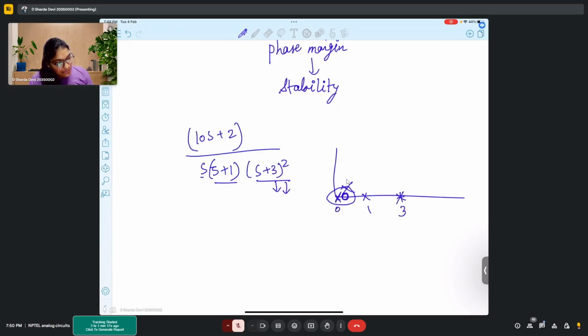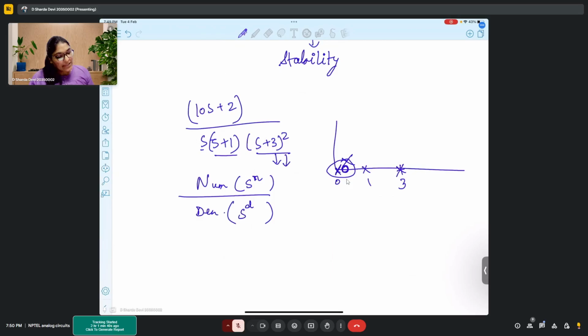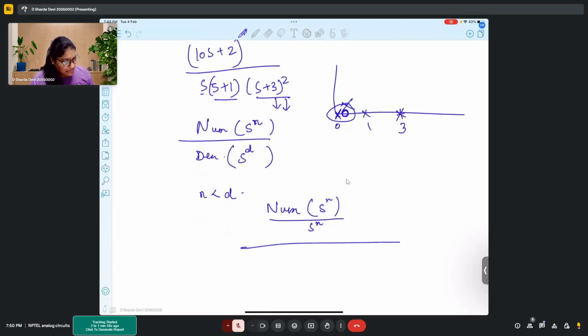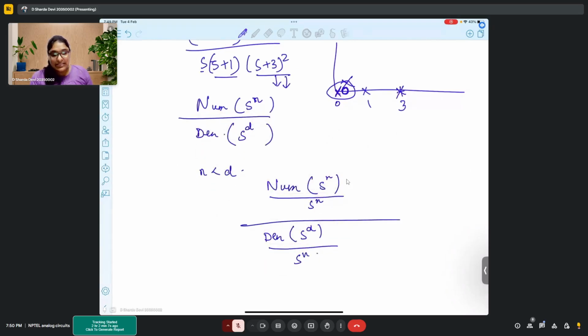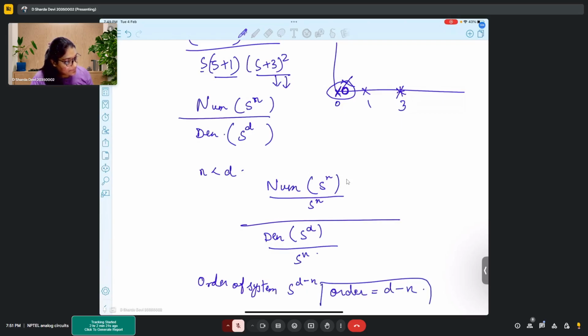See, how you find the order is, you have a transfer function, right? Numerator and denominator. In the numerator, you have, let's say, s to the power n as the highest order of s, and in the denominator you have s to the power d. What you do is try to divide numerator and denominator by whatever is the lowest of the two. Let's say n is less than d. So I'll divide the whole numerator and the whole denominator by s to the power n. So the order of the system will basically become s to the power d minus n. So basically the order is d minus n.